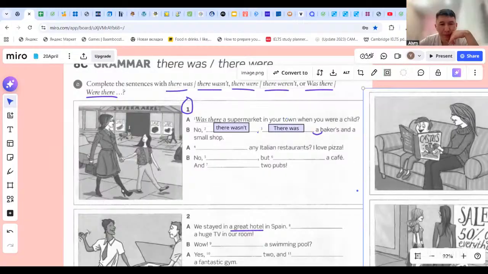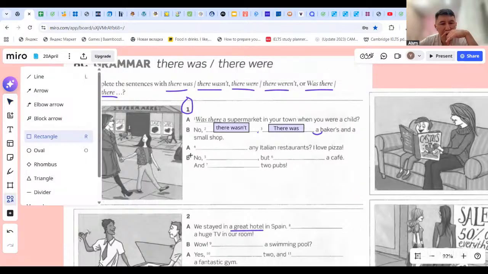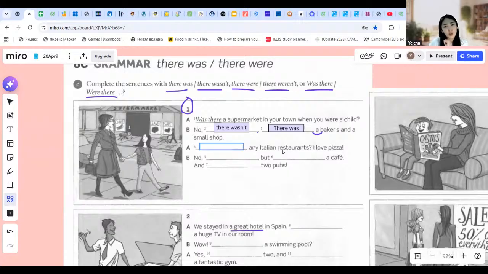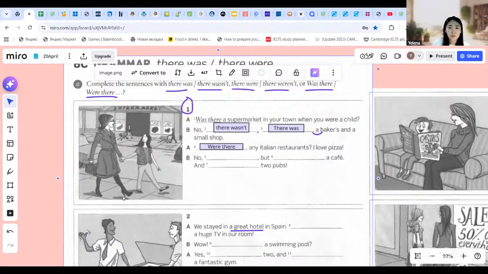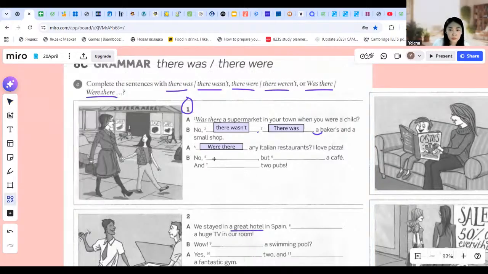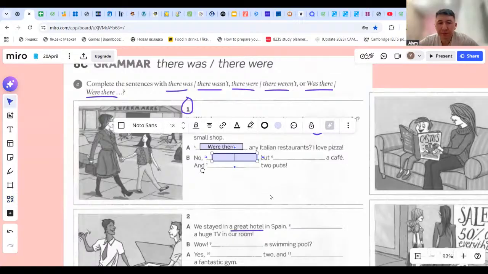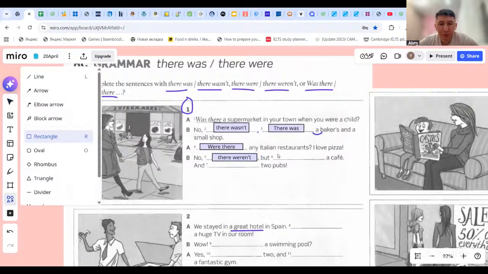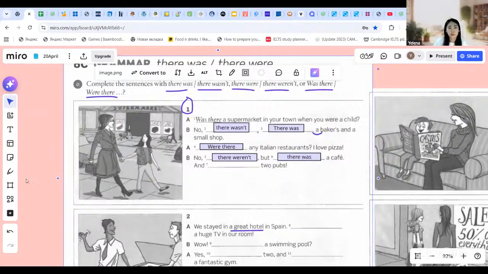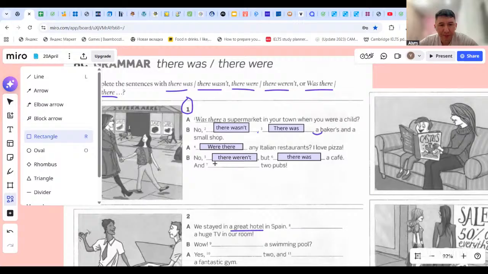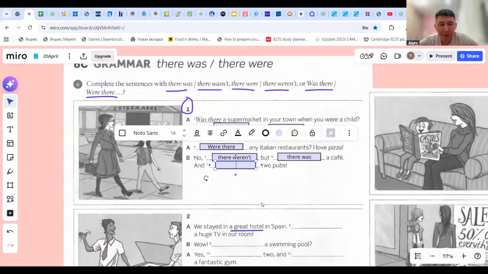Was there any Italian restaurants? Is it singular or plural? Sorry, were there any Italian restaurants? Good. I love pizza. No, there weren't, but there was a cafe. Yes, there was. Coffee. Good. And there were two pubs. Excellent.